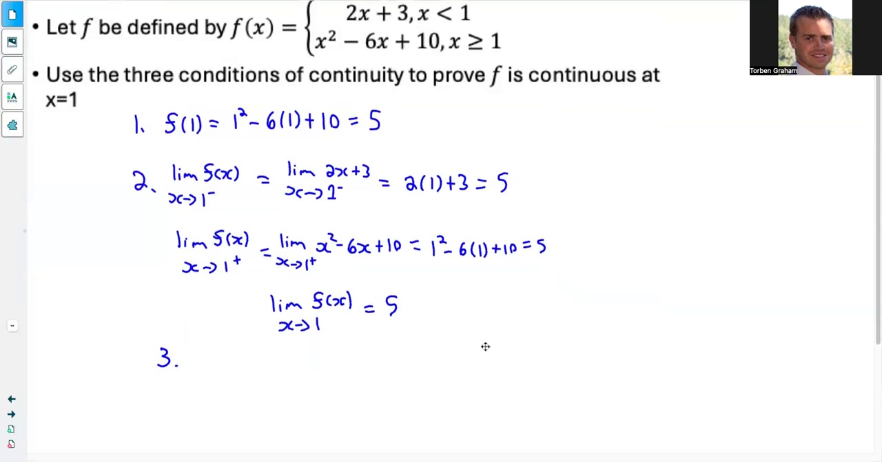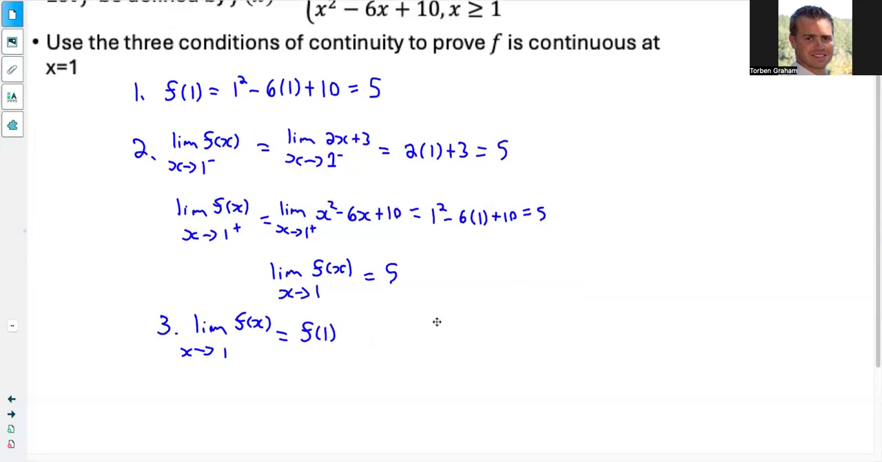Now, third, our limit of f of x as x goes towards 1 gives us the same value as f of 1. Therefore, because it's met these three conditions, f of x is continuous at x equals 1.